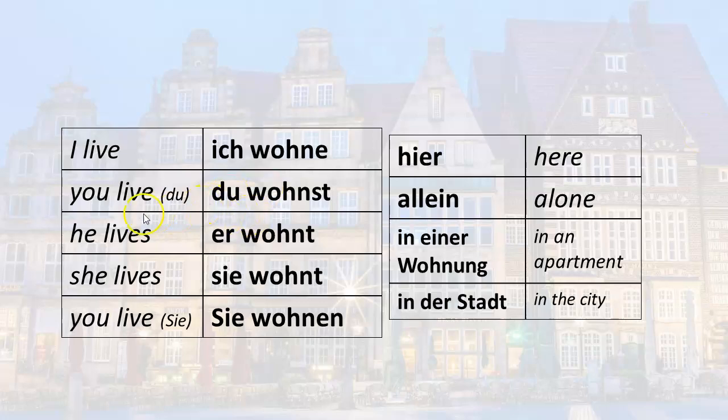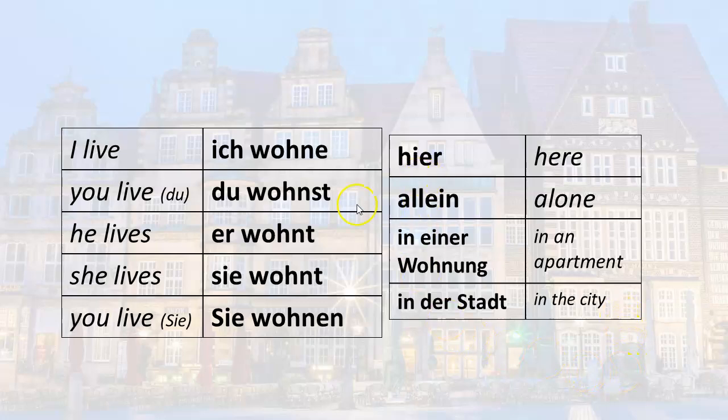You live here. The informal you. Du wohnst hier. You live allein. Well, there's a funny mistake. It happens when you go between two languages. So, correction, you live alone. Du wohnst allein. You live in an apartment. Du wohnst in einer Wohnung. You live in the city. Du wohnst in der Stadt.